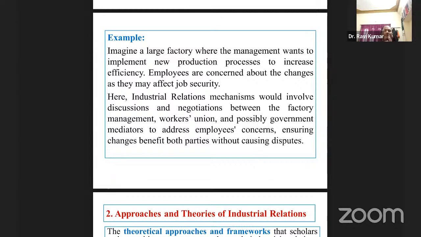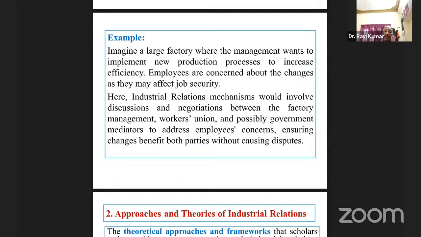Imagine a large factory where the management wants to implement a new production process to increase efficiency. Employees are concerned about the changes as they may affect job security. Here, the industrial relations mechanism would involve discussions and negotiations between the factory management, workers union, and possibly government mediators to address the employees' concerns, ensuring changes benefit both parties without causing disputes.